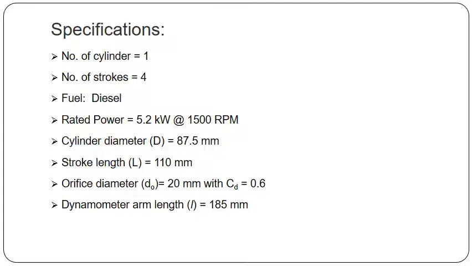Cylinder dimensions are also given. Orifice is used as a flow measuring device, so the diameter of this orifice is given as 20 millimeter, and the coefficient of discharge is assumed to be constant and equal to 0.6. Dynamometer arm length is 185 millimeter. So, this is the distance between the axis of the output shaft and the point at which load is measured. So these specifications are given. Using these specifications and the observations which are noted down, you can calculate the performance parameters.